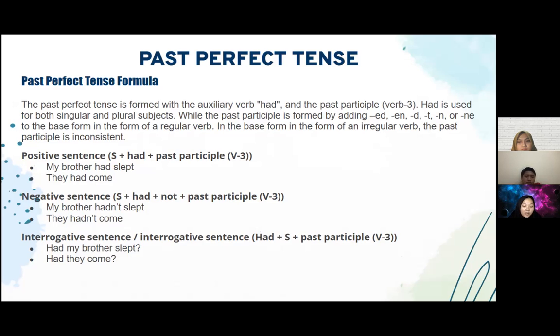So the last one, the interrogative sentence, is had plus subject plus past participle, verb three. Example, had my brother slept? And two, had they come? Next.